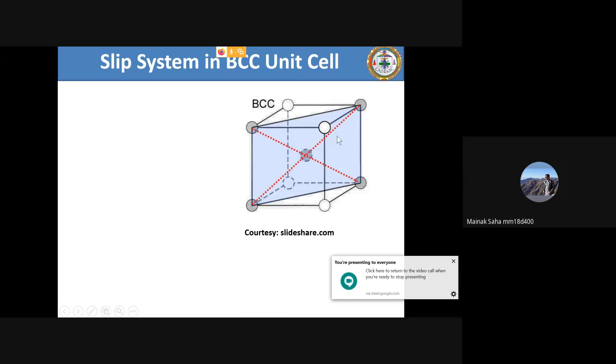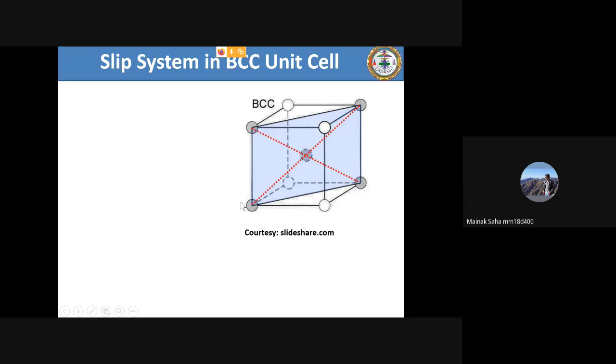This is our 110 that you have drawn. Within this, you have this body diagonal of the cube, which is going to be your slip direction, correct? 111, this is going to be your slip direction. So there are a total of 6 most close packed planes, 110, and the number of most close packed directions in each 110 is equal to 2.